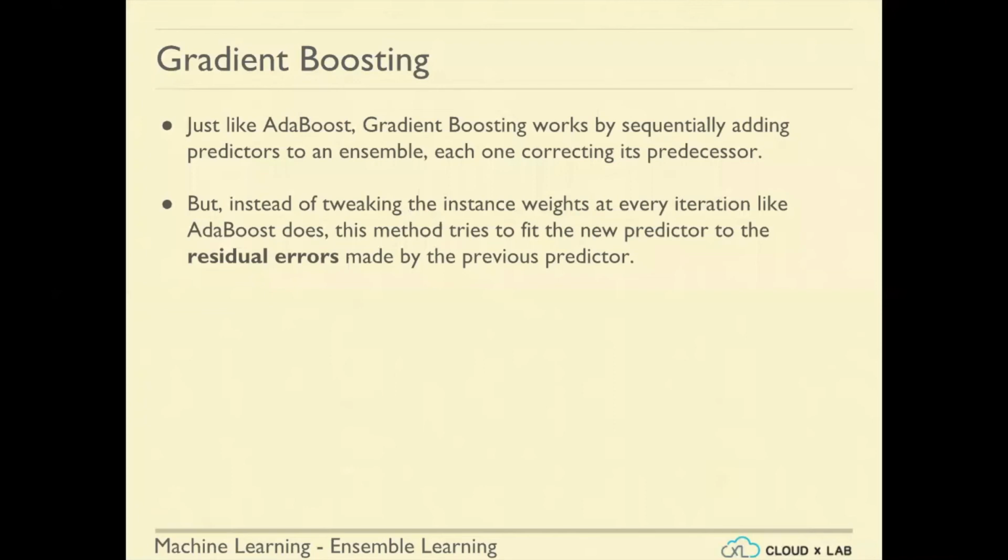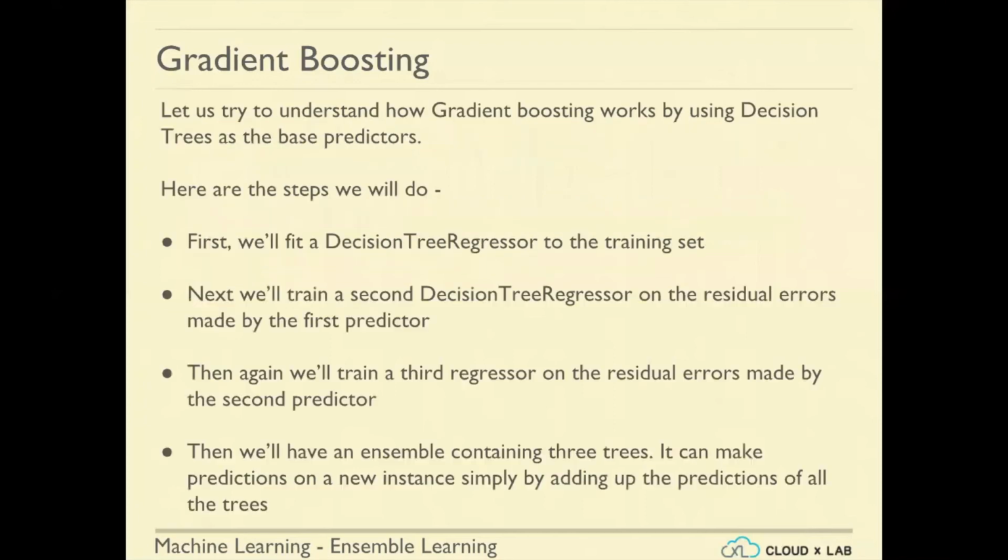In this case, we compute the residual error, and then we train the predictor on that. Let's try to understand how gradient boosting works by using a decision tree as the base predictor.